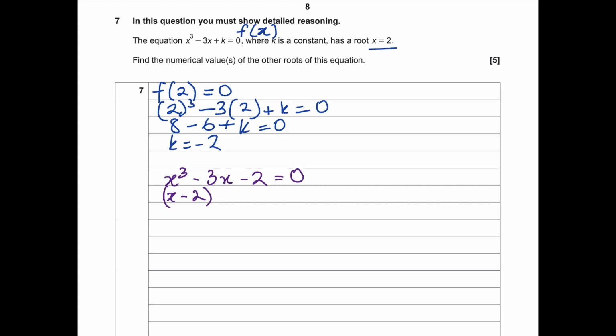Well, there are many methods that you could use. For example, long division or factorising by inspection. I'm going to use the latter. I definitely know that I'm going to have an x squared as our first term in this bracket. If we multiply this out, then I'll get x cubed minus 2x squared.